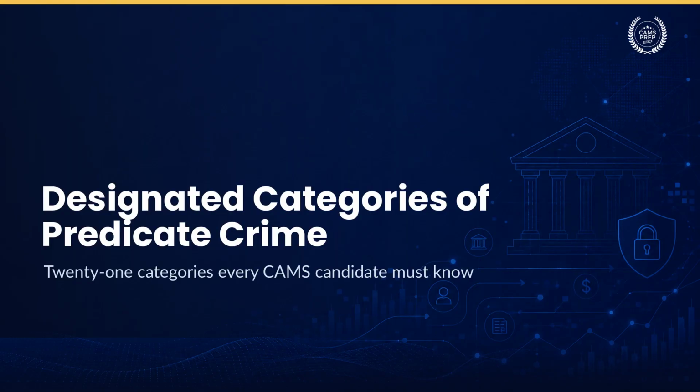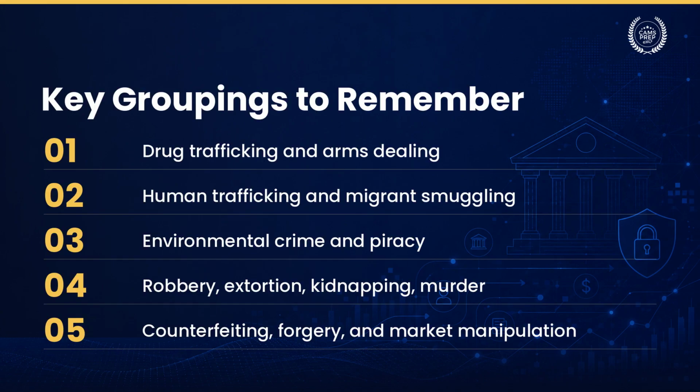Now let's look at the FATF framework and the designated categories of predicate crime that form the backbone of international AML standards. FATF designates 21 categories of predicate offenses. You don't need to memorize all 21 word for word, but you must recognize the major groupings. These include drug trafficking and arms dealing, human trafficking and migrant smuggling, environmental crime and piracy, violent crimes like robbery, extortion, kidnapping, and murder, and financial crimes such as counterfeiting, forgery, and market manipulation.